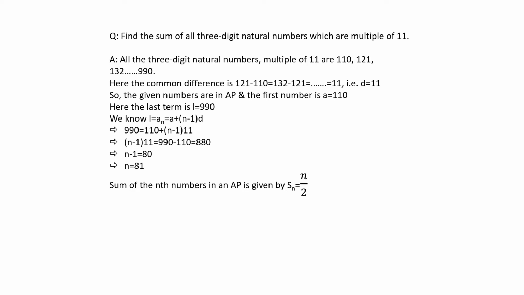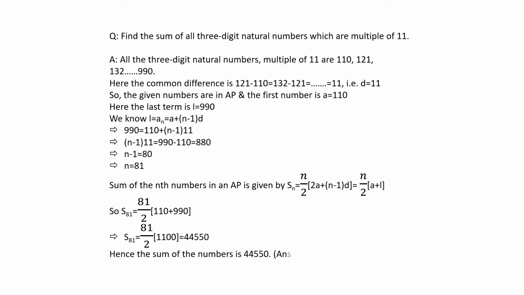Now, the sum of n terms in an AP is given by Sn equals to n by 2 whole into 2a plus n minus 1 whole into d, or it can be written as n by 2 whole into a plus l. So here S81 is equals to 81 by 2 into 110 plus 990, or it is nothing but 81 by 2 into 1100. On simplifying, we get S81 equals to 44,550. Hence, the sum of the numbers is 44,550, which is the answer.